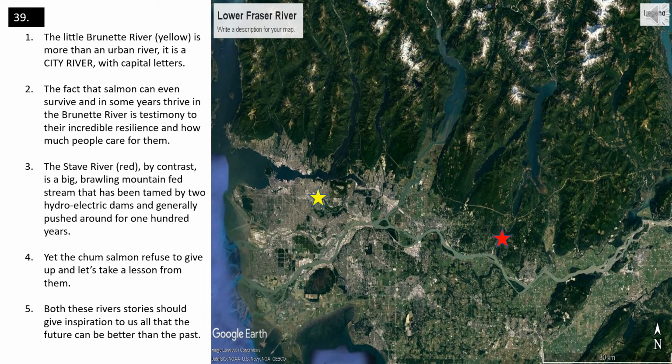So let's take a lesson from these two rivers and their stories about chum salmon. They should give us inspiration that the future can, in fact, be better than the past if we use a little bit of intelligence and put in a bit of effort. These species can recover in sometimes spectacular ways, given half a chance.